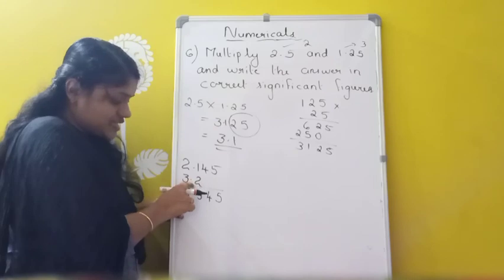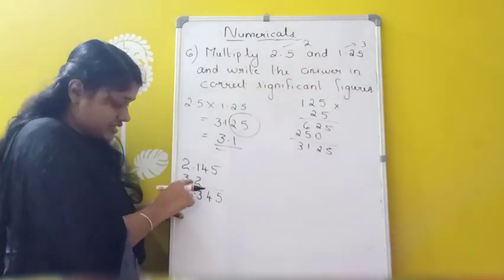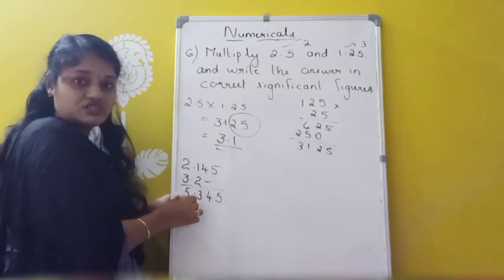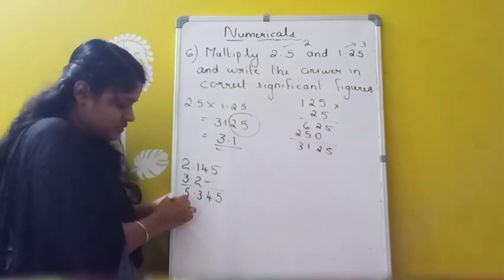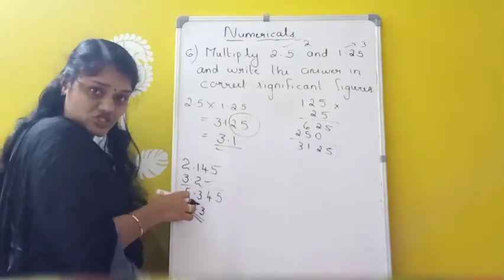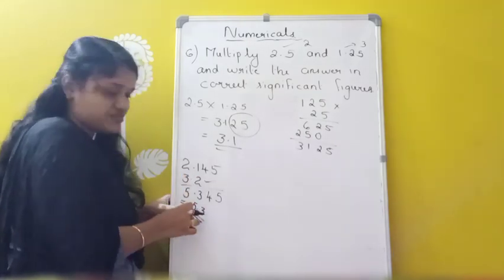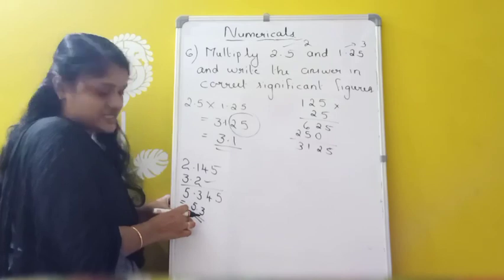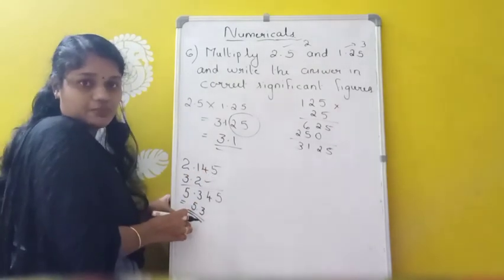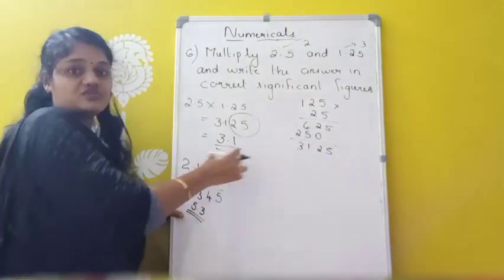So which one has the least number of decimal places? So here the least number is how much? 1 decimal place. That should be contained in which one? The answer. That means the answer should be written as 5.3. That means the answer should contain only the least number of decimal places. So whichever has the least decimal places, that same number will come for the answer also. This is applicable for addition as well as for which one?